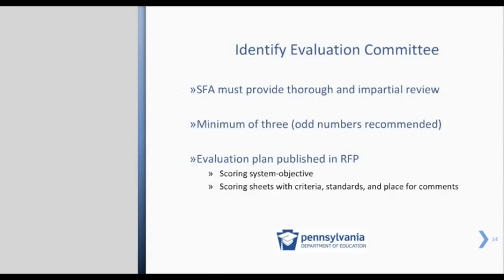Before or while you are developing the request for proposal or the RFP, you need to identify the evaluation committee. There must be a minimum of 3 people. However, there can be more, but we recommend that it's always an odd number on the committee. And the individuals on the committee must provide a thorough and impartial review of all proposals. Prior to publishing the RFP, an objective scoring system must be developed, and there should be a scoring rubric with criteria, standards, and a place for evaluators to write comments.